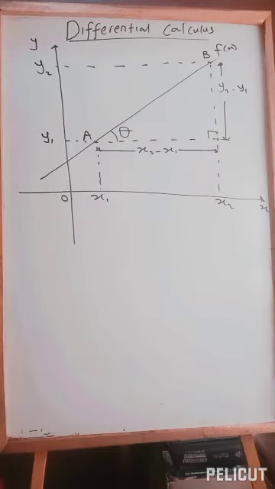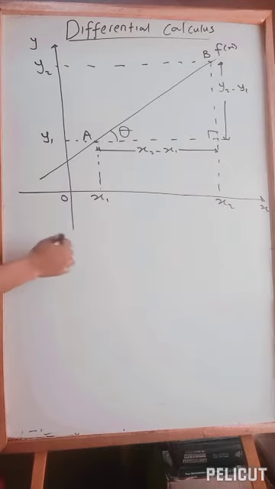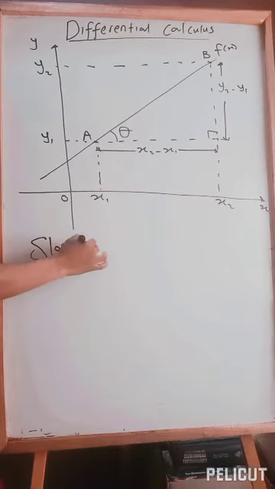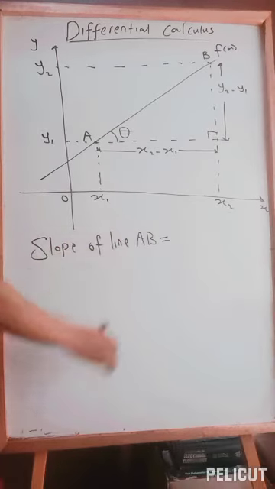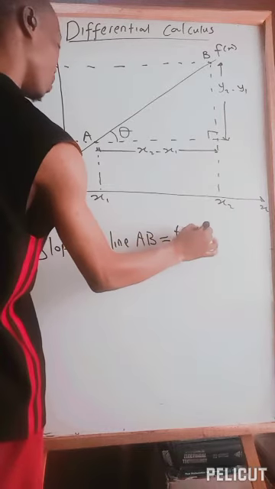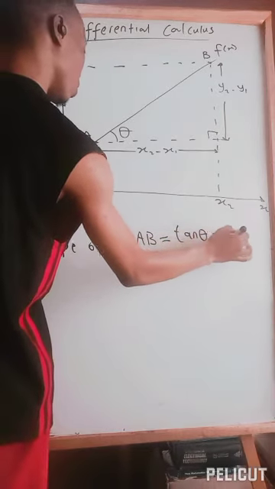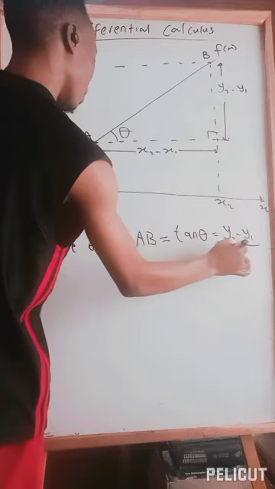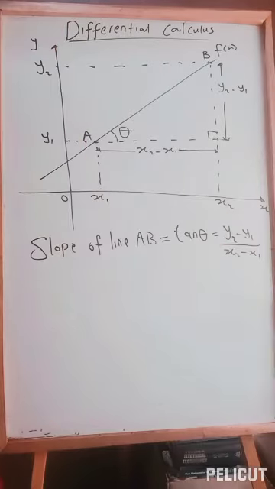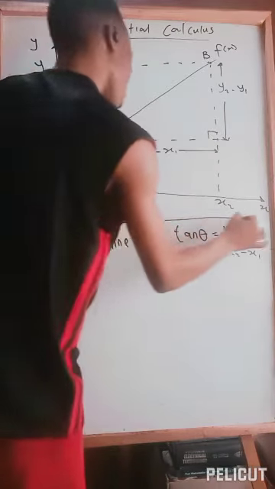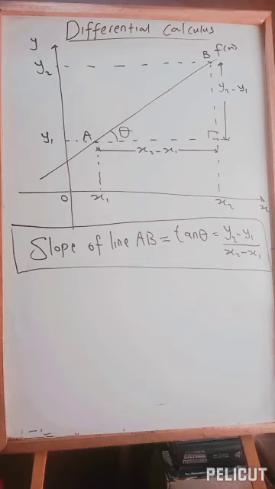So with this we can find the tangent of this angle. The slope of line AB is actually going to be tangent of theta, and that is y2 minus y1 divided by x2 minus x1. I want to believe we all know this. So this is the slope of this line. Very easy and straightforward. So where does differential calculus come in?